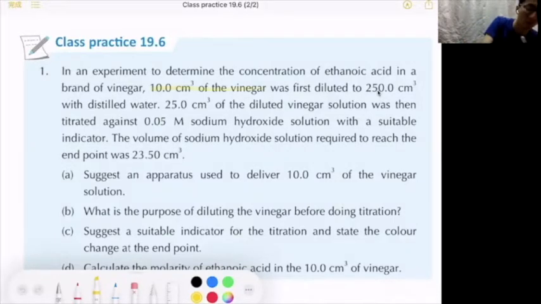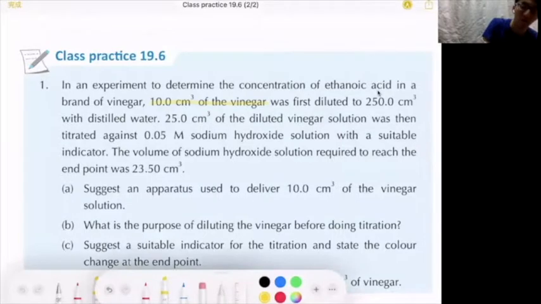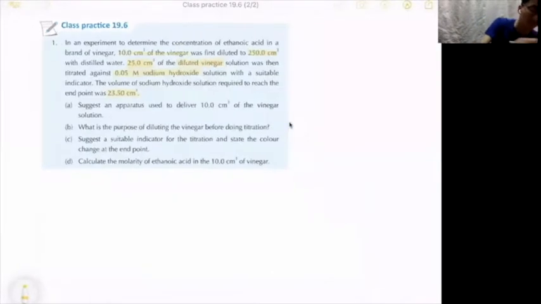So we have 10 cm cube of vinegar, and we dilute this 10 cm cube into 250 cm cube inside a volumetric flask. Afterwards, we withdraw 25 cm cube of diluted vinegar, put it into a conical flask, and titrate it with sodium hydroxide solution, that is 0.05 M. Finally, after the experiment, we get 23.5 cm cube of sodium hydroxide used to react with the 25 cm cube of diluted vinegar. So how can we do this kind of question?